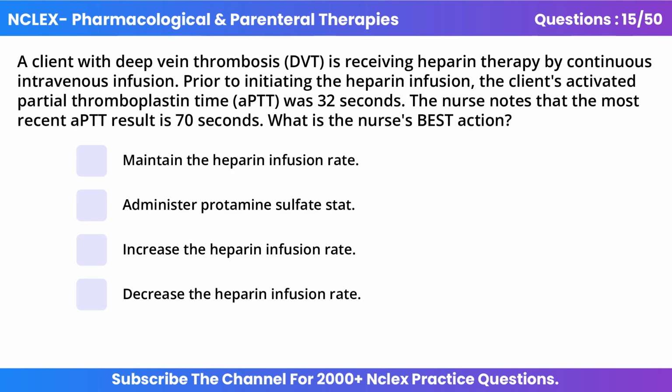Question 15. A client with deep vein thrombosis, DVT, is receiving heparin therapy by continuous intravenous infusion. Prior to initiating the heparin infusion, the client's activated partial thromboplastin time, APTT, was 32 seconds. The nurse notes that the most recent APTT result is 70 seconds. What is the nurse's best action?